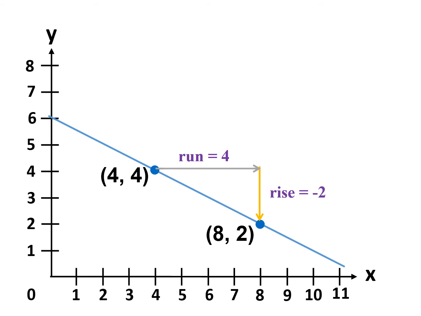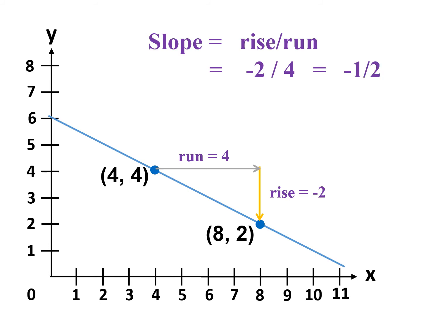Now we're ready to calculate our slope. Our slope is equal to the rise divided by the run. So here, the slope is -2 divided by 4. And when we simplify the fraction, -2 over 4 equals -1/2.